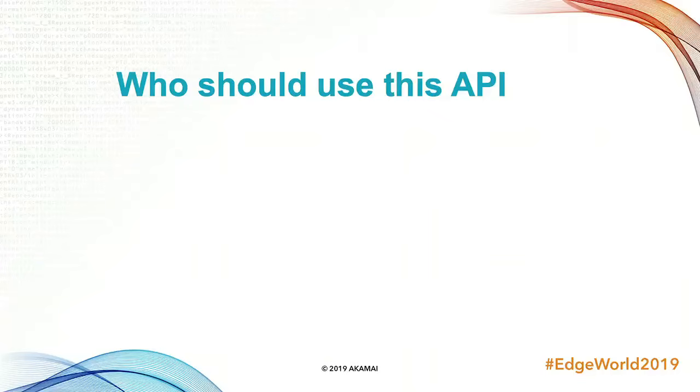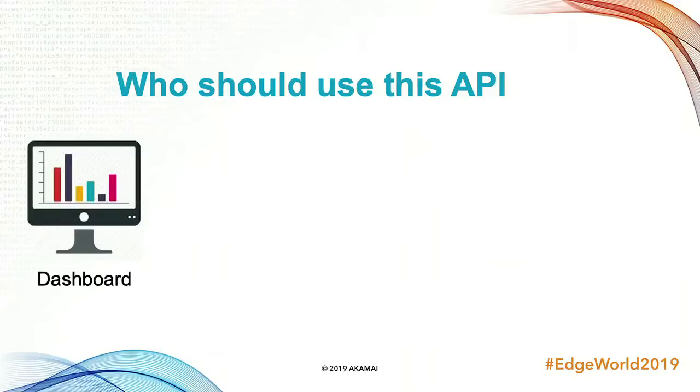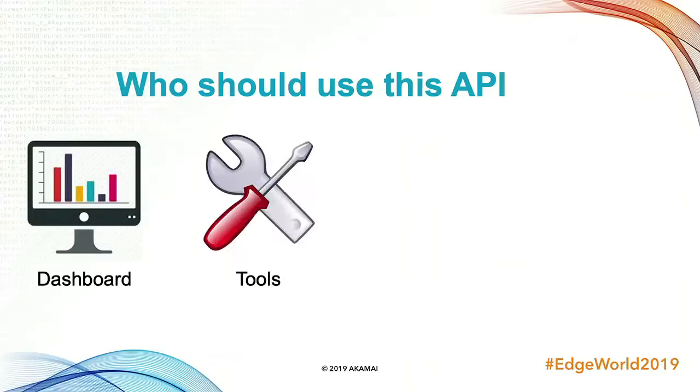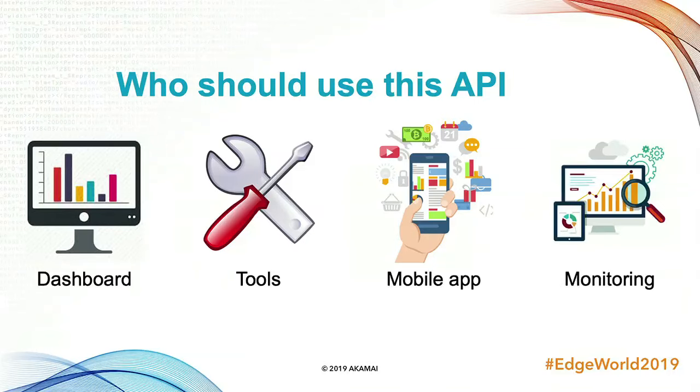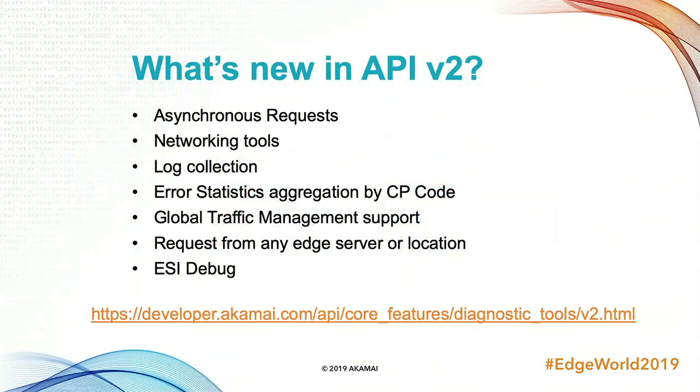OK, so who should use this API? With this API, you can implement your own problem resolution dashboard. You can integrate it with your similar debugging tools. You can embed it into your mobile application or handling logic. Or you can design a more proactive interface for monitoring performance. Before we begin, let me walk you through the main features of API version 2.